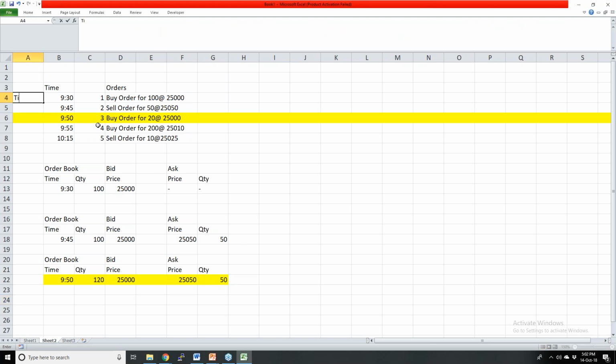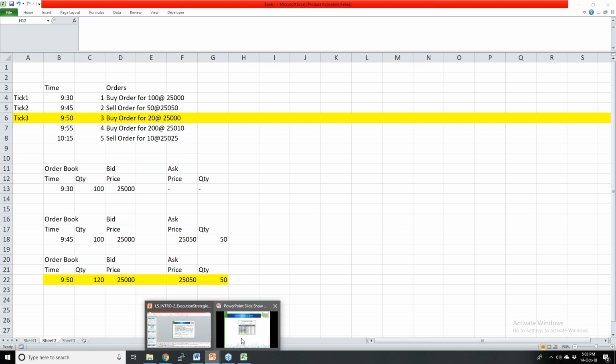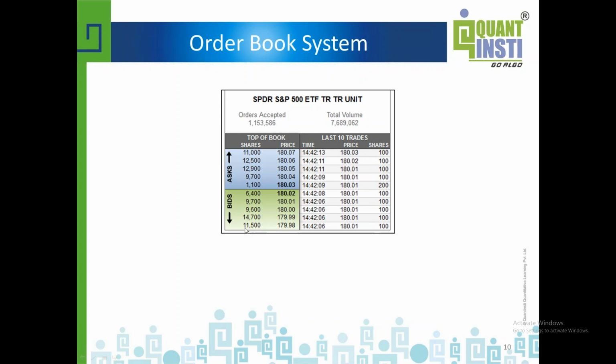Yes. So these are all ticks. So this is tick 1, tick 2, tick 3, and so on, right? Is this clear? I will not cover FIs and DIs right now. All right. Everything is clear so far? Perfect. All right. Great. So far so good, right? So you know the order book system.